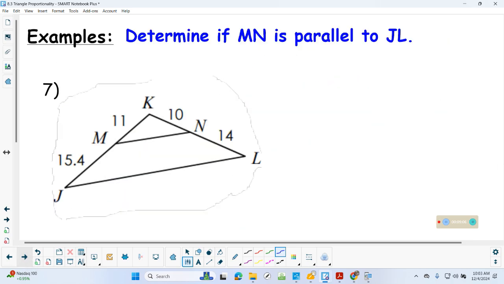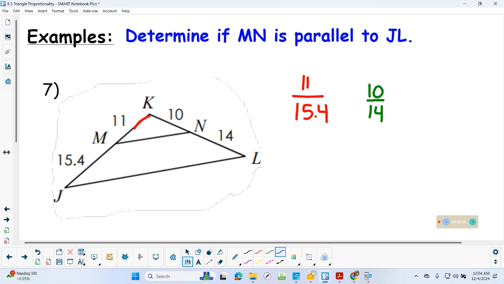So determine if MN is parallel. Okay, so first, of course, pick a side, doesn't matter. I'm going to start over here. So I'm going to do 11 over 15.4. Now, I don't know what 11 over 15.4 is. I'm going to punch that in my calculator in just a second, or I should say you are. And then my other fraction, 10 over 14. Match it up, 10 over 14. Okay, your job, punch that in your calculator for me.